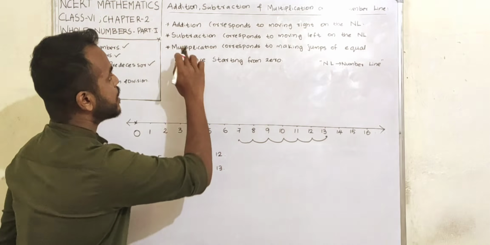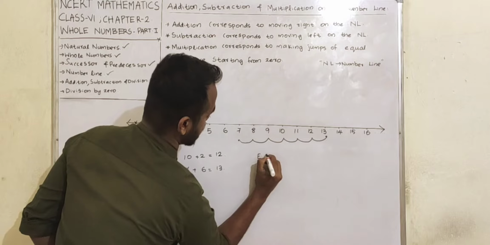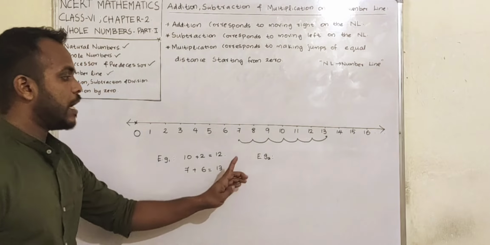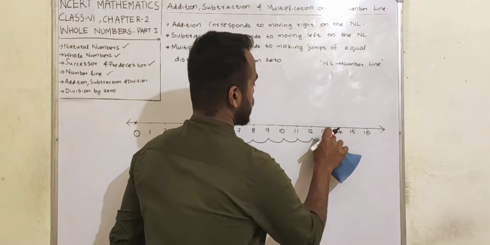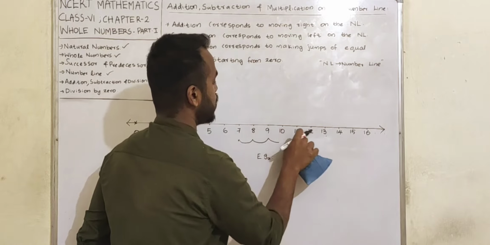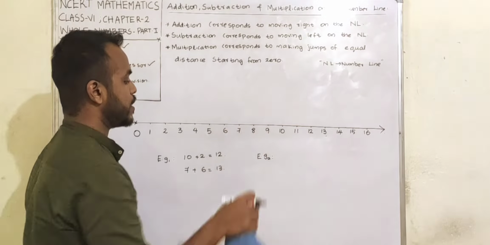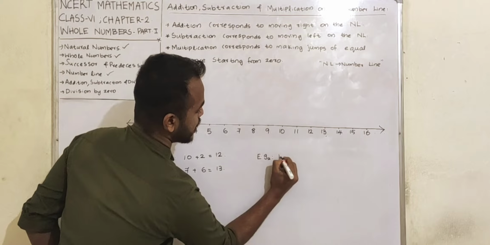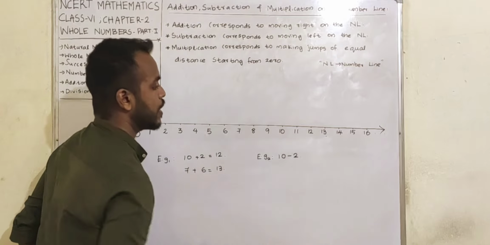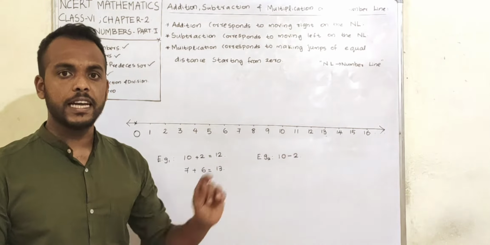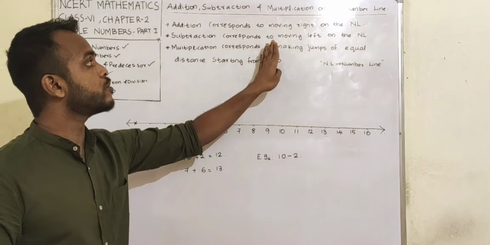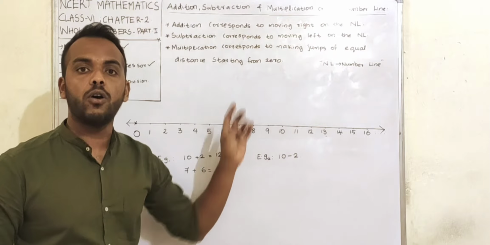Now let's see the second process, subtraction. I'm going to give you the second example. Let's see. Say the same numbers. 10 minus 2. What is the value of 10 minus 2? And to do the process of subtraction, what is the general principle that we have? Subtraction corresponds to moving left on the number line.